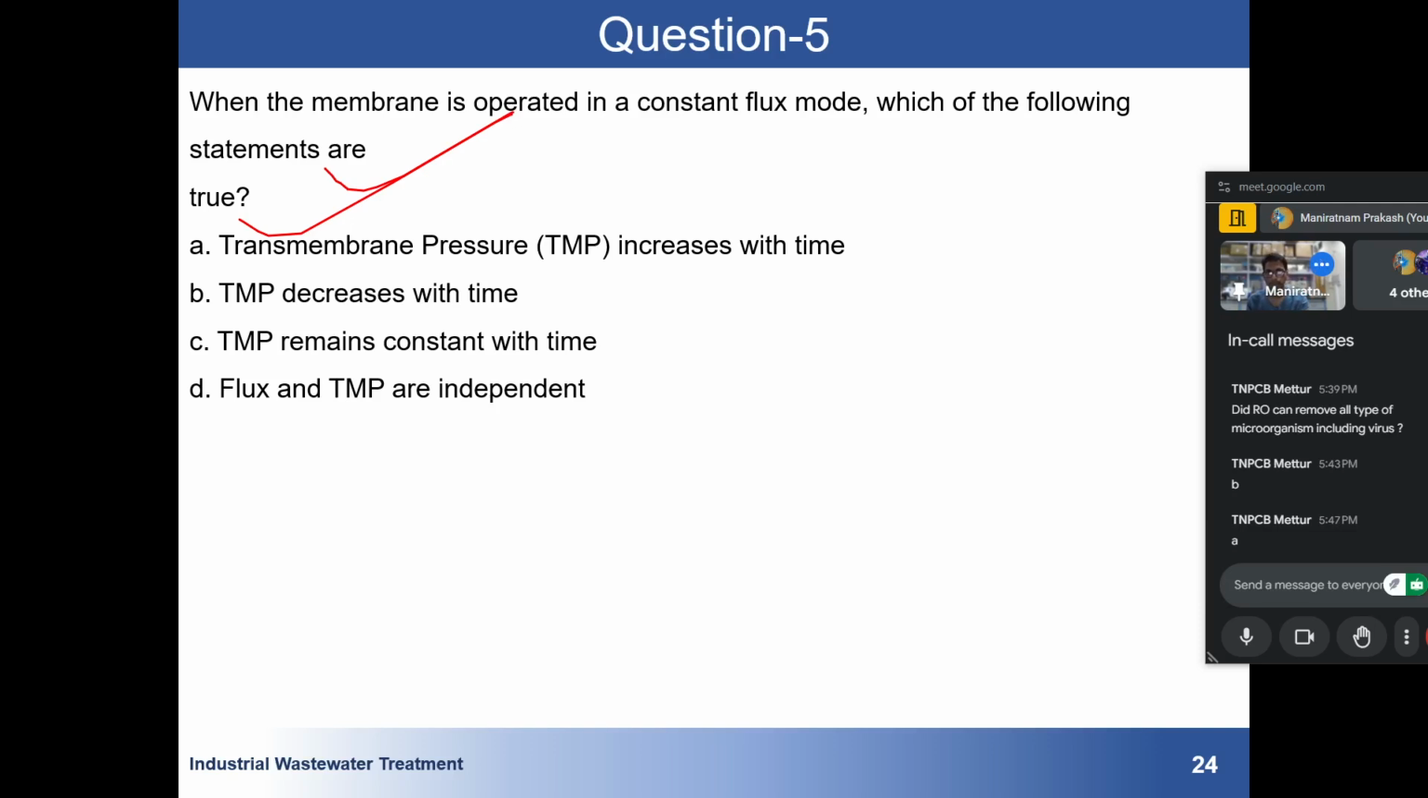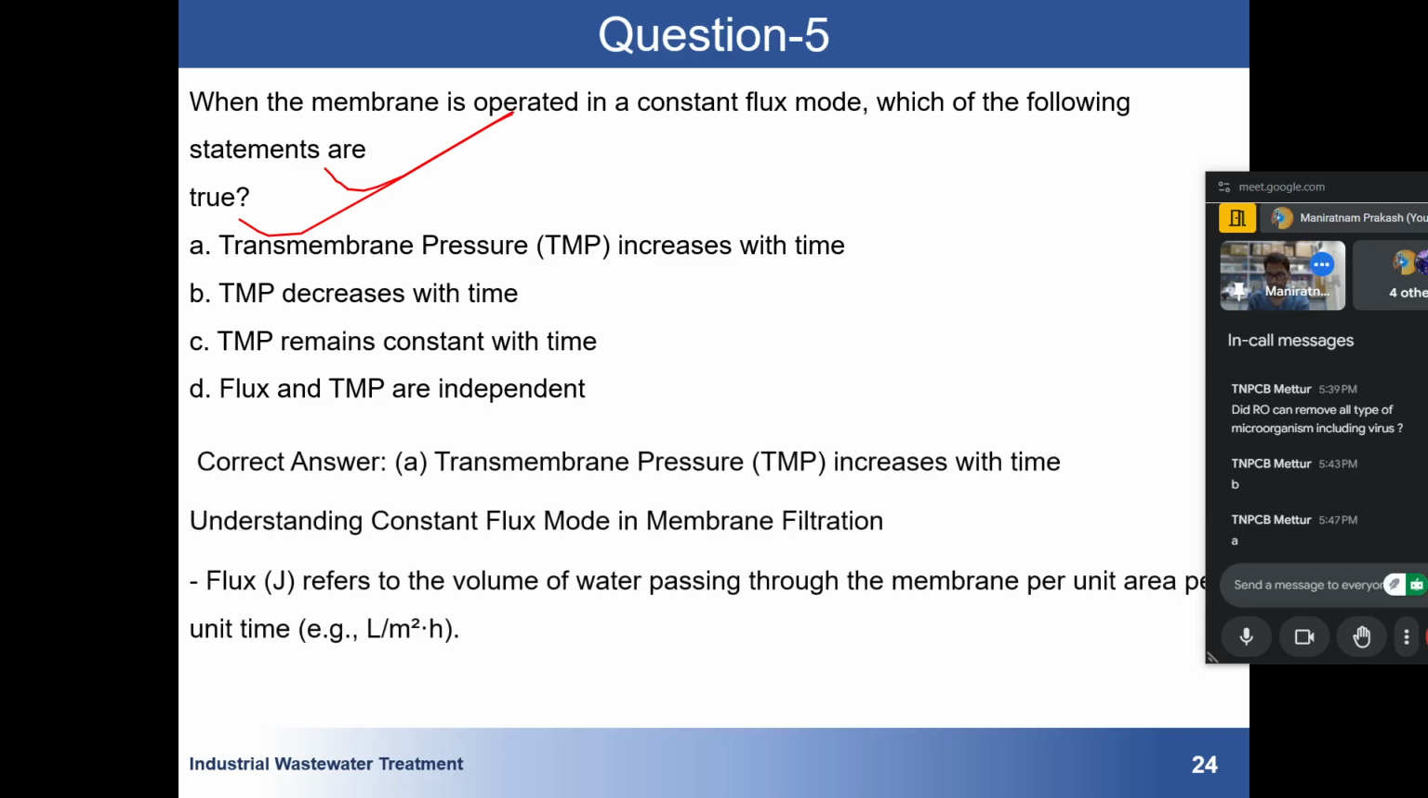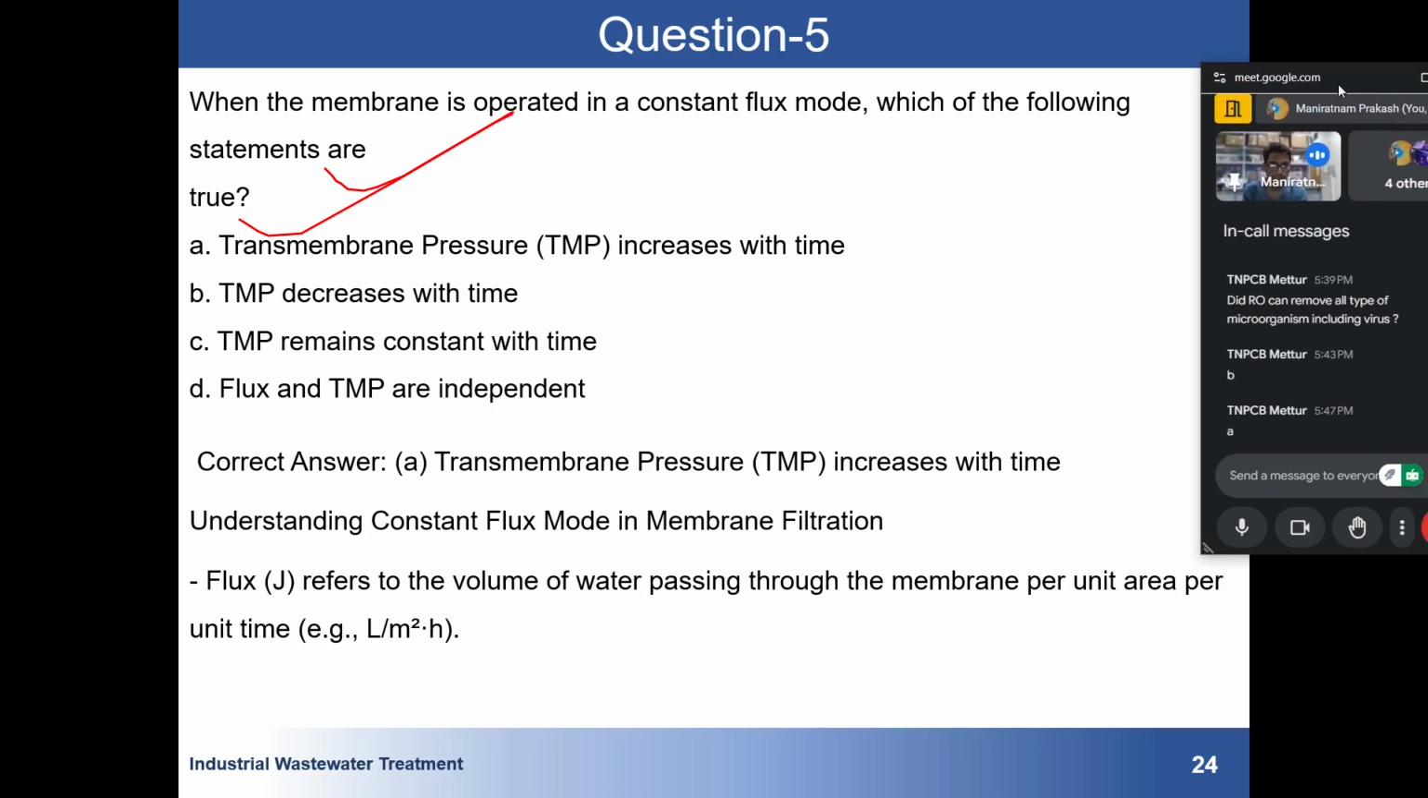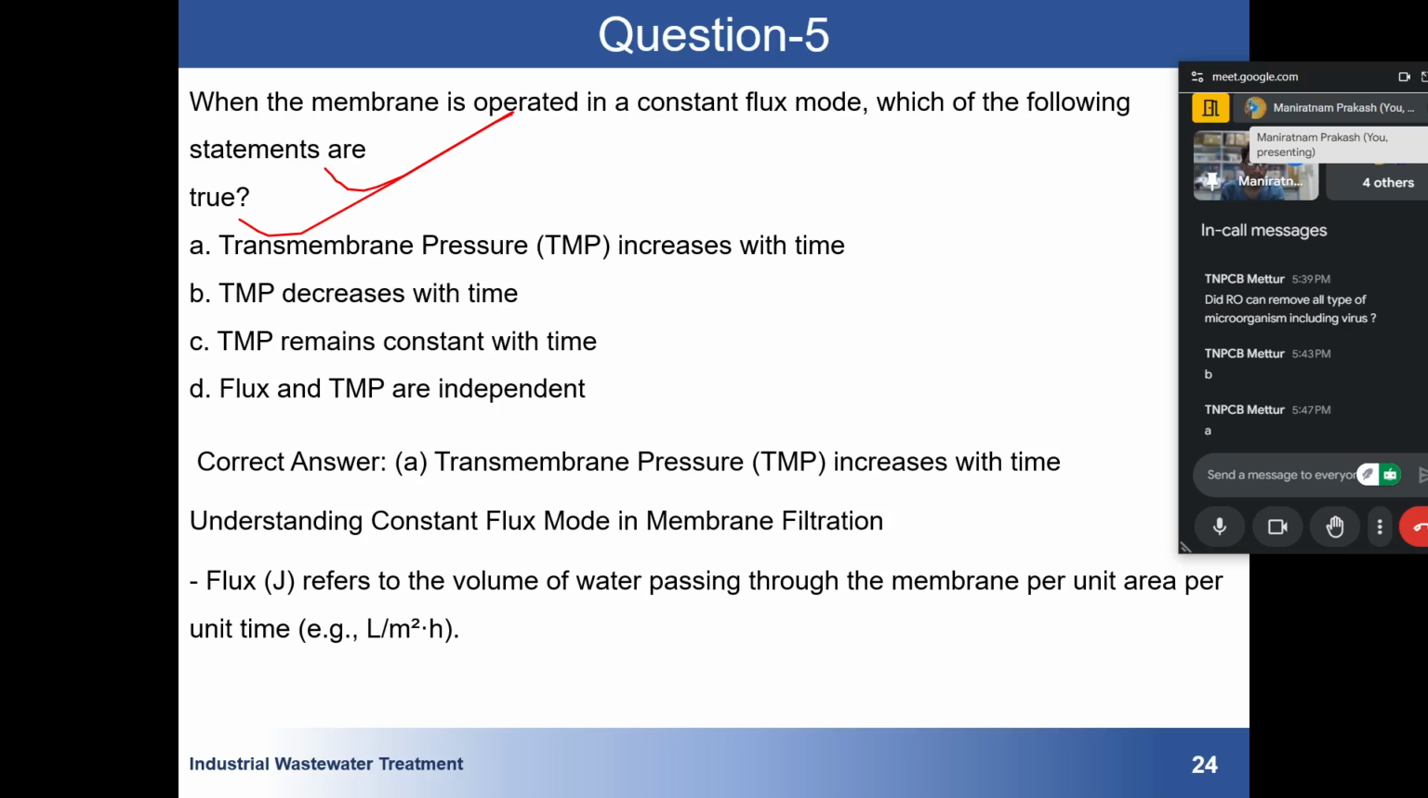A. We have transmitted pressure will increase with time. Yes, correct answer is transmitted pressure will increase with the time. Flux refers to this thing we have already known. So these things I have copied from the lecture notes.